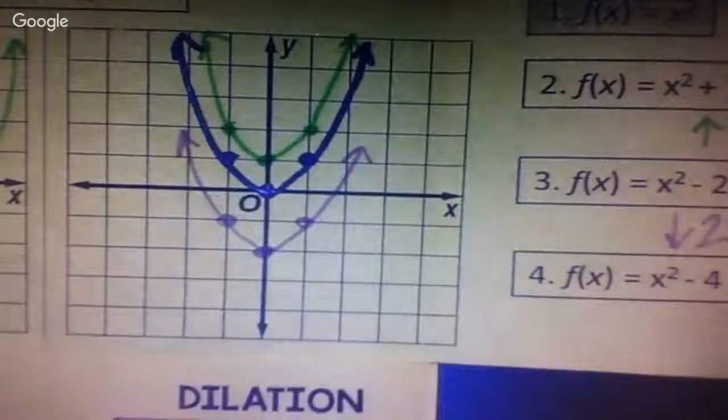Okay. Finally, my last one is going to move me where? Down 4. Down by 4.